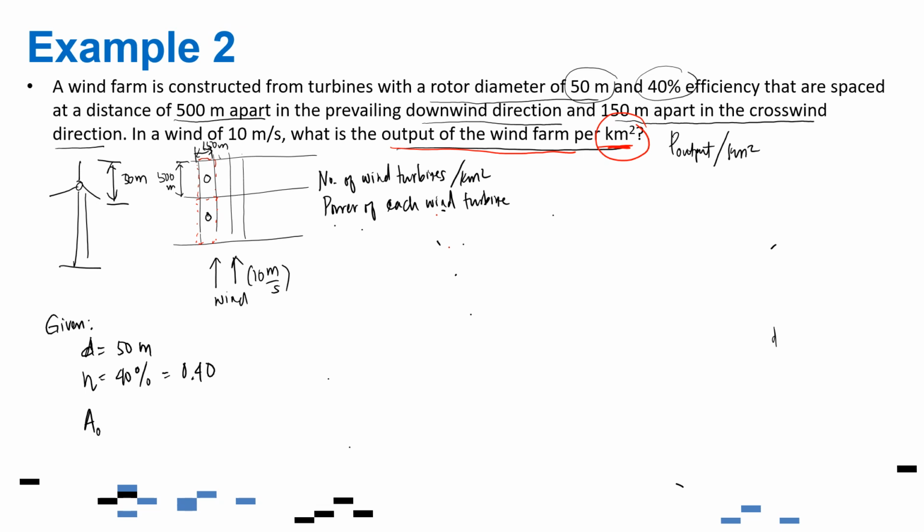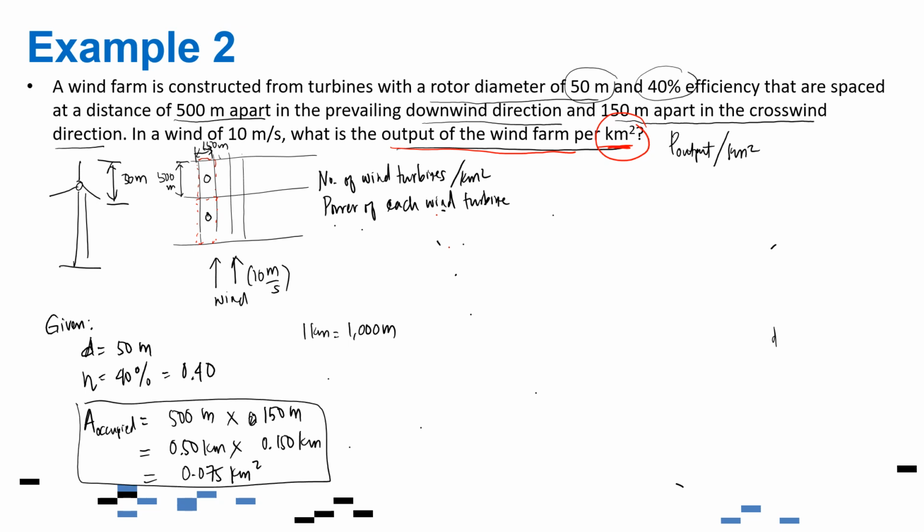The area occupied for each turbine is 500 meters times 150 meters, which is equal to 0.5 kilometer times 0.150 kilometer, because as we all know, 1 kilometer is equal to 1,000 meters. This will result in 0.075 square kilometer. So this is now the area occupied by each turbine, basically this part here.